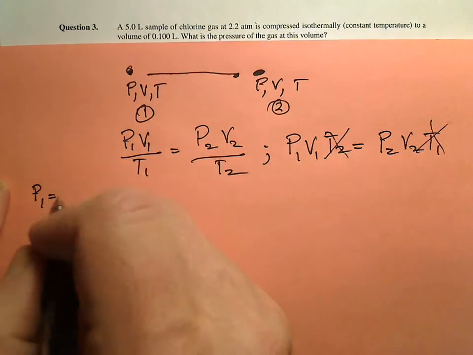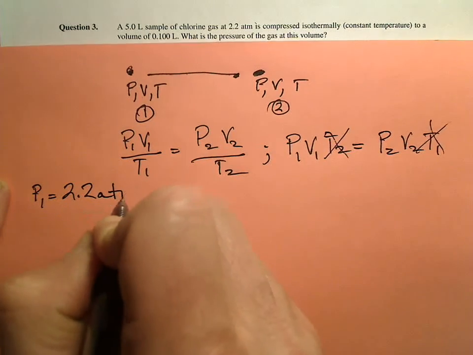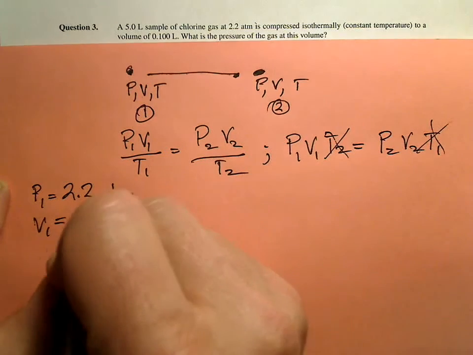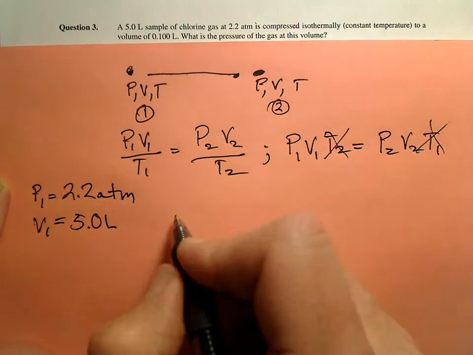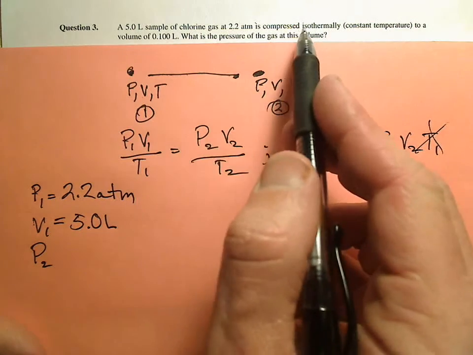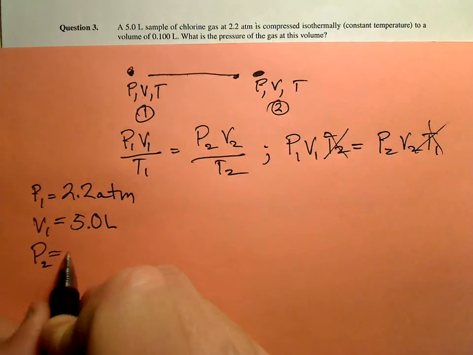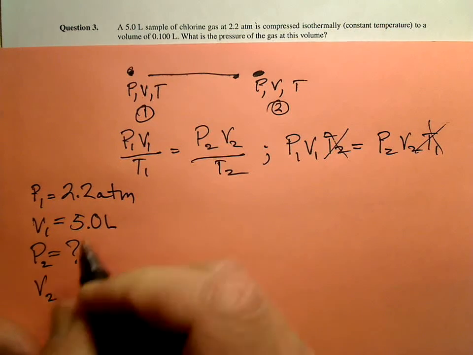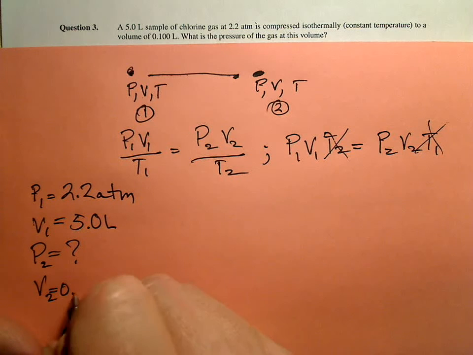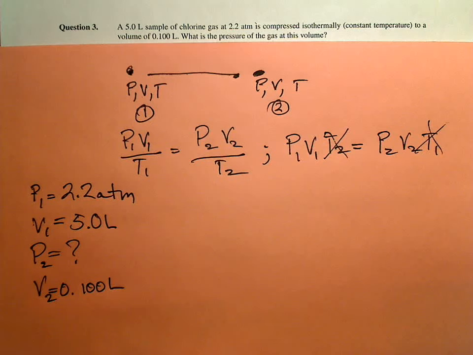So let's see. P1, what do we have? 2.2 atmospheres. And V1, 5 liters. And P2, what is the pressure? So we don't know. And V2, we do know that. It shrinks down to 0.100 liters.